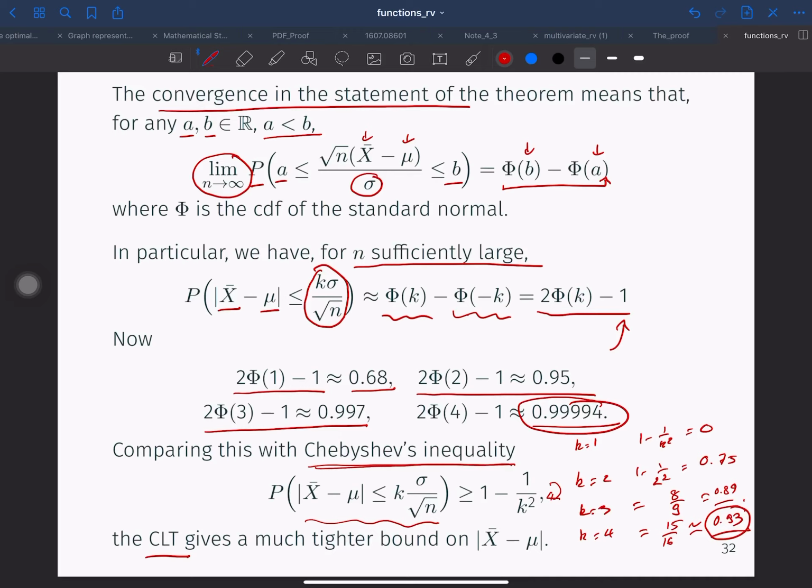So in a sense, the central limit theorem gives you a much better approximation, but that requires n sufficiently large, while the Chebyshev inequality works for any n. So then it's just a question of: is my n big enough? And there's a bunch of heuristics to decide whether n is big enough. But we will not go there.